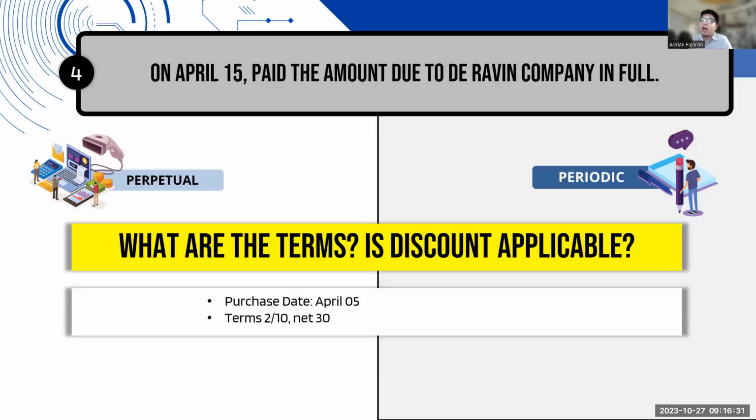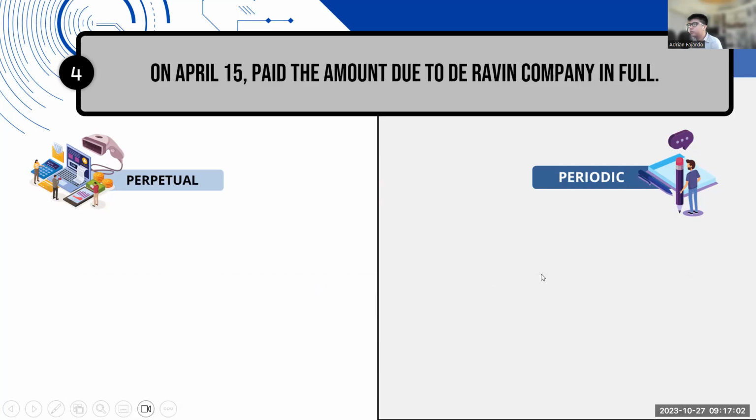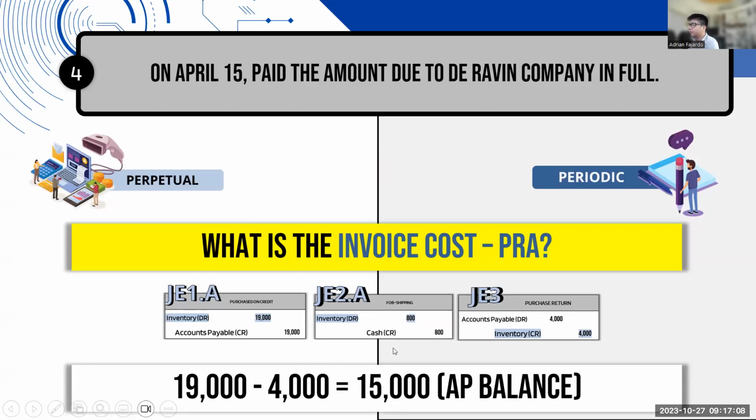The next question is, how much yung discount? If 2/10, n/30, the discount will be 2%. So, alam na natin 2%. So, saan natin i-multiply yung 2%? Not in the invoice price of 19,000, but 19,000 minus the 4,000 purchase return. So, 15,000 yung AP balance natin. Right? So, how were we able to get it? 19,000 minus 4,000 is 15,000.